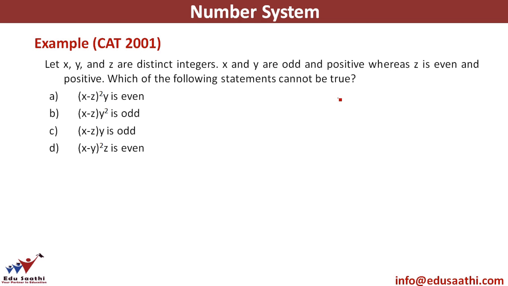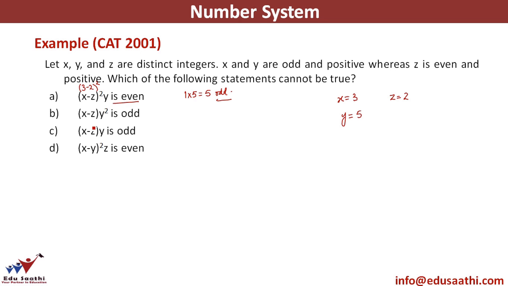For this, you can take the value of x as 3, the value of y as 5 and the value of z as 2. It's the simplest way: assume the values and solve the question. Now let's look at the first, (x minus z) whole square. If you do (3 minus 2) whole square, what is it? 1 whole square is 1, into 5, it is coming out to be 5, which is odd, not even. This is a statement which is not true. Cannot be true means it has to be false.